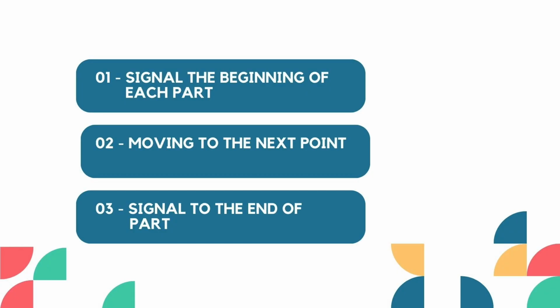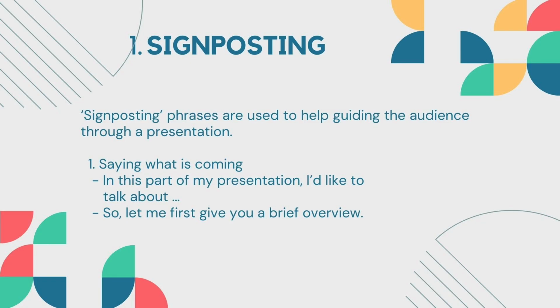The first one is to signal the beginning of each part. The next one is moving to the next point, and then the last one is to signal the end of the part. We will take each point separately for a detailed discussion. The first is signposting. So signposting phrases are very useful for the audience, so it looks like a guide for your presentation.